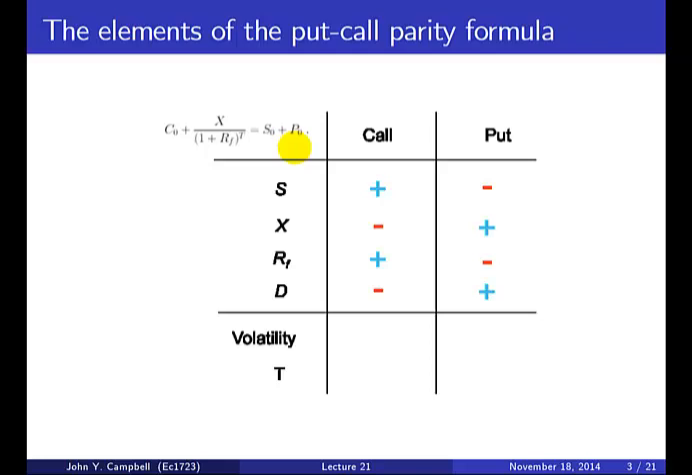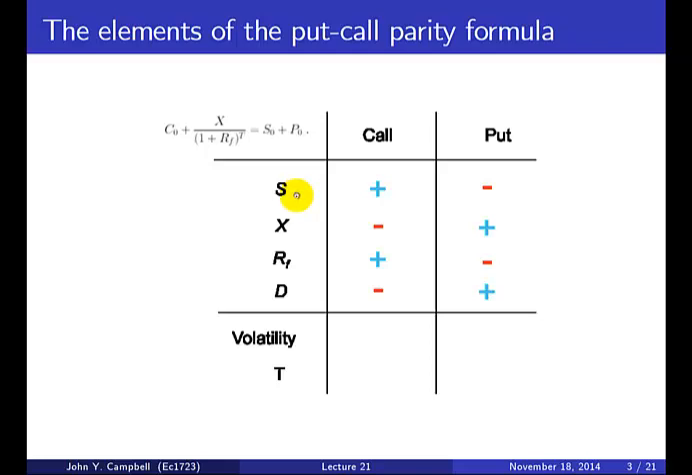Now, in this table, I'm showing you qualitative statements about the influences on option values of the elements in the rows. Here we have S, X, RF, and D. D for dividend, and the two columns are call value and put value. The basic idea of the table is to show you that variables which appear in the put-call parity formula affect option value in the natural way.